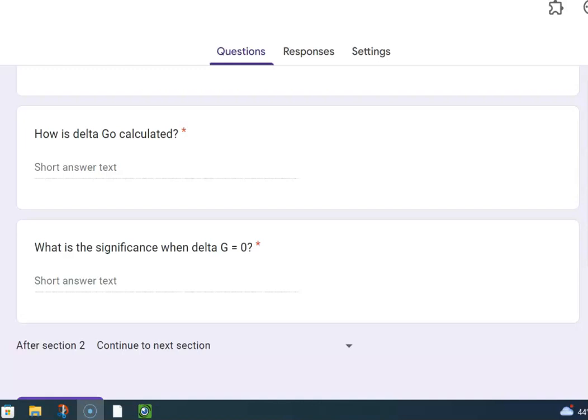Then it asks, what is the significance when delta G, not delta G naught, is equal to 0? And guess what? You're at equilibrium. And then you start talking about K again.